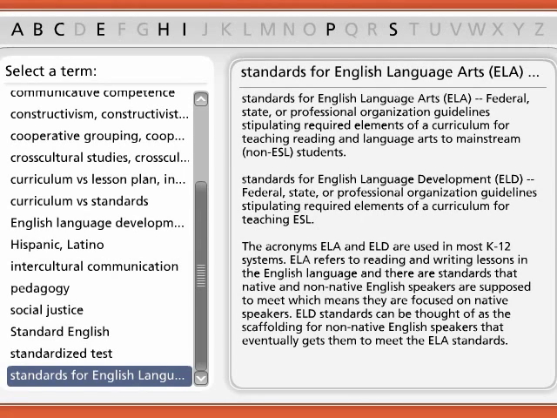ELD standards, on the other hand, can be thought of as the scaffolding for non-native English speakers that eventually gets them to meet the ELA standards.